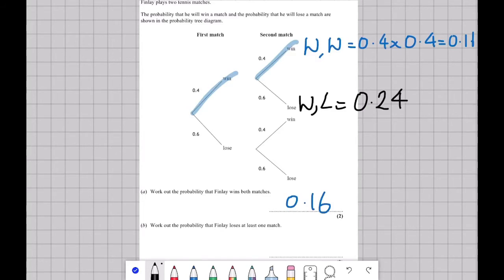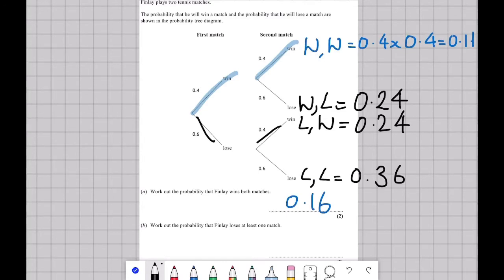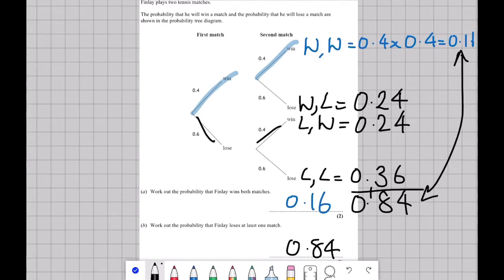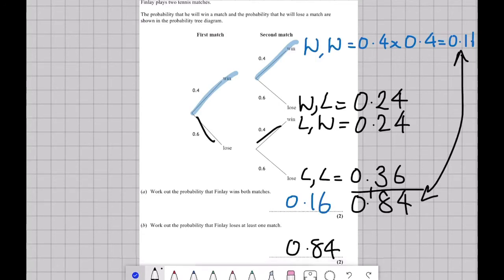0.24. Lose and then win. That one, then that one. So again, 0.6 times 0.4. Lose and lose, 0.6 times 0.6, which is 0.36. So loses at least one match, if I add those together, I get 0.84. And I can check because they add up to 1. So 2 marks for each of those.